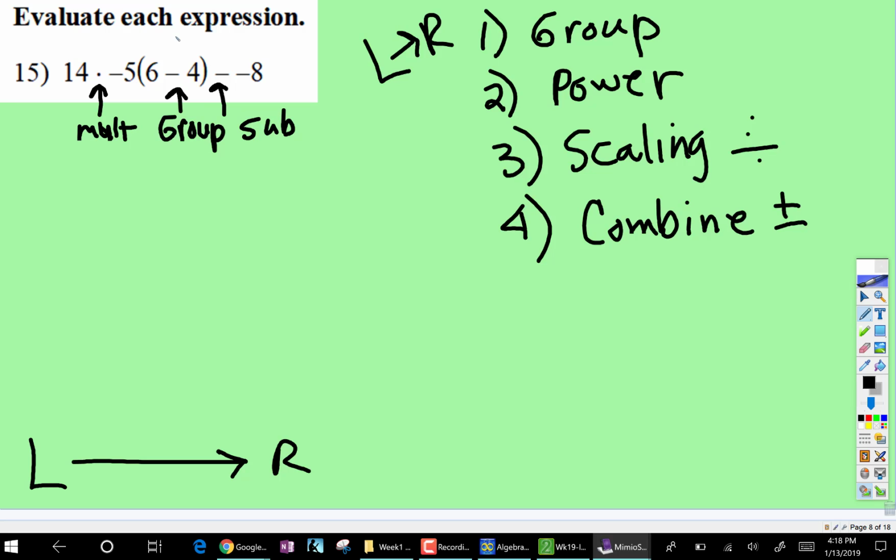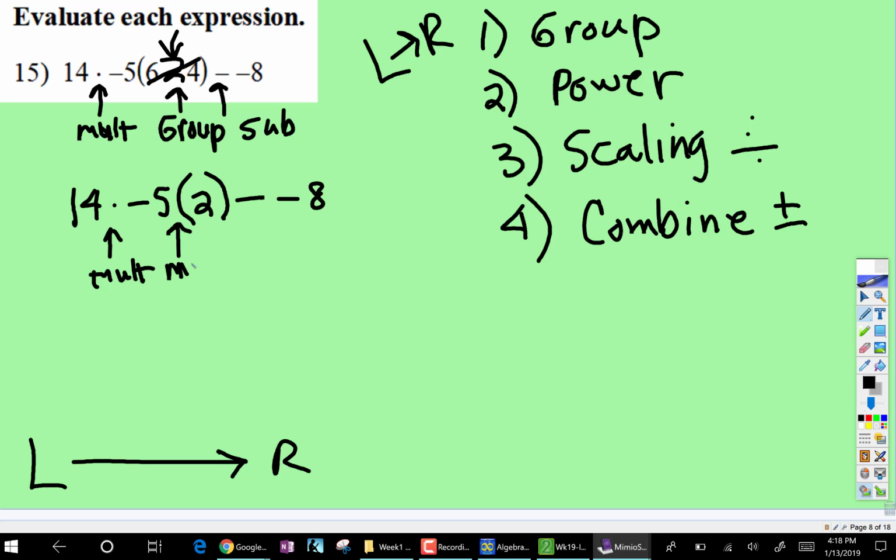First thing we're going to do is we're going to simplify that group. Well, 6 subtract 4 is 2. So we'll rewrite this now as 14 times -5 times 2 subtract -8. All right? Well, there's multiplication. This is multiplication. And this is subtraction.